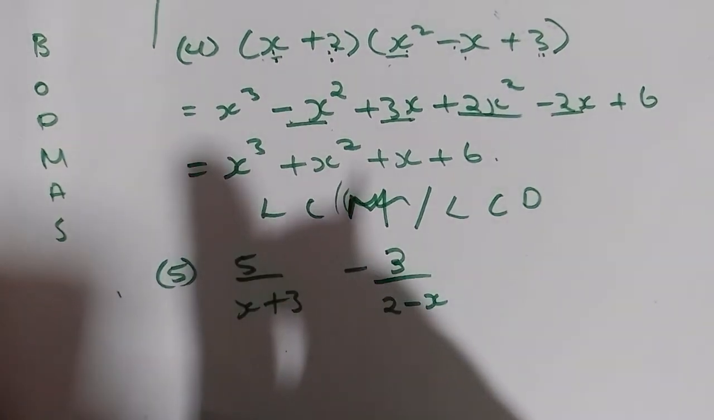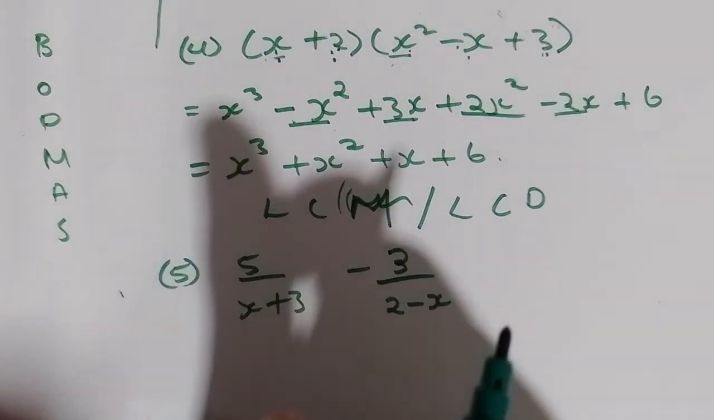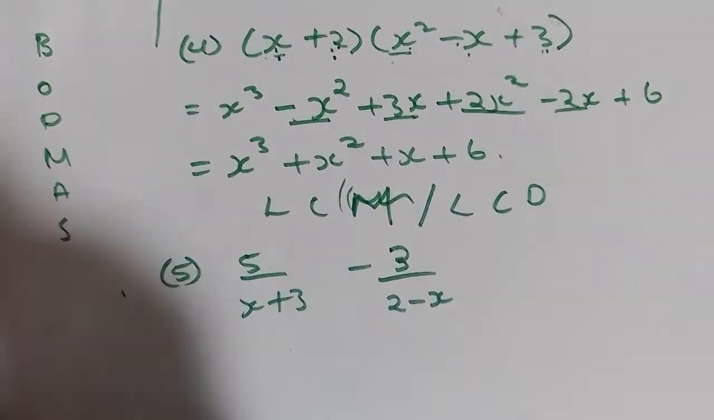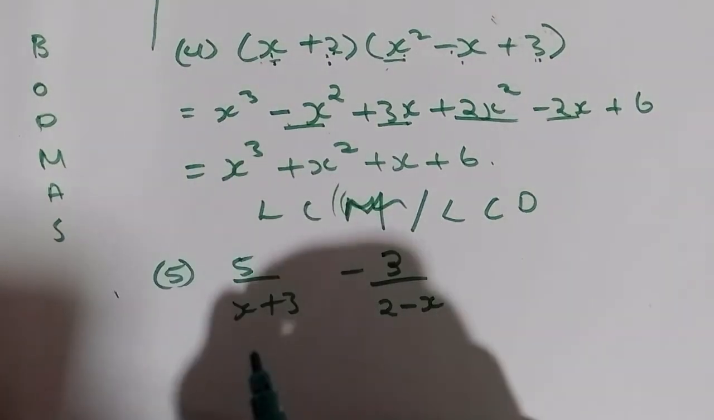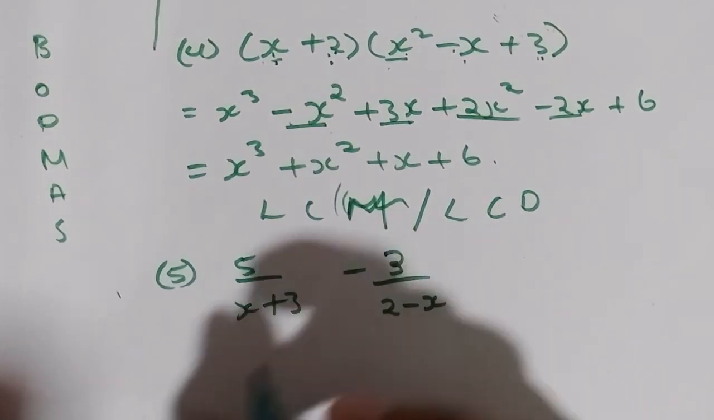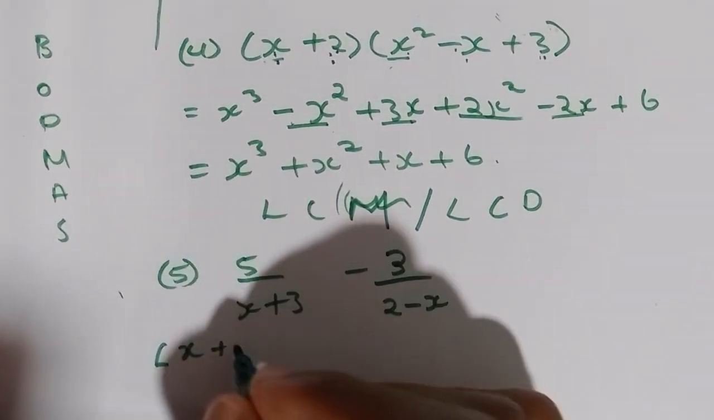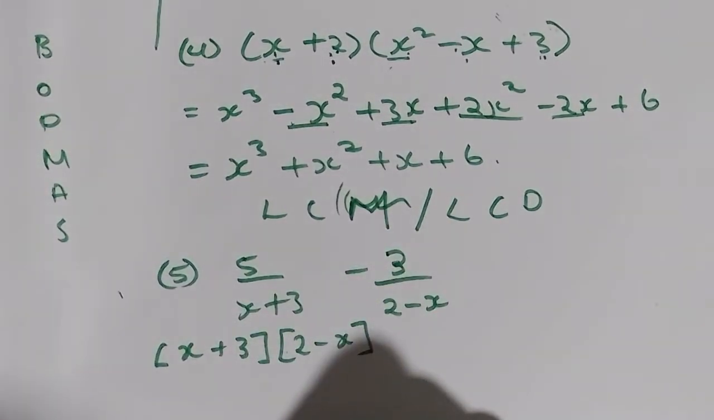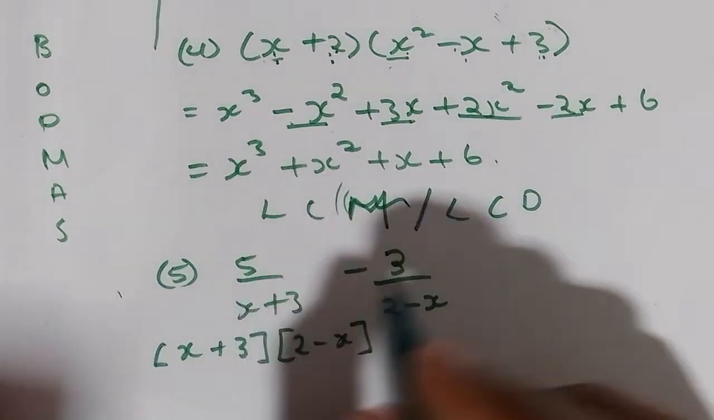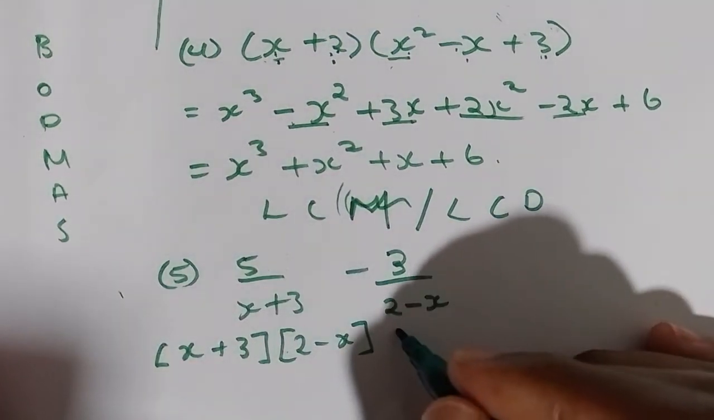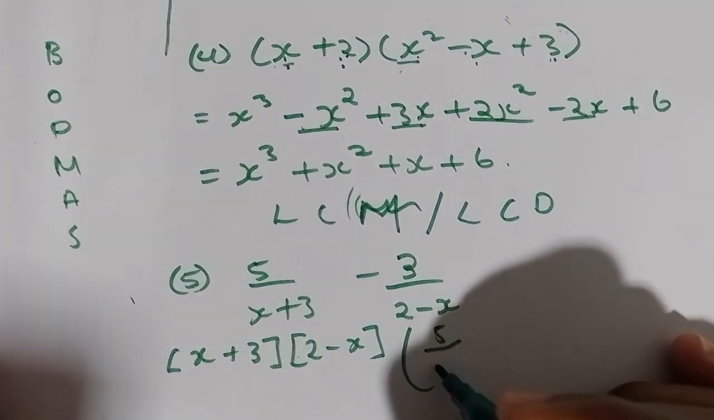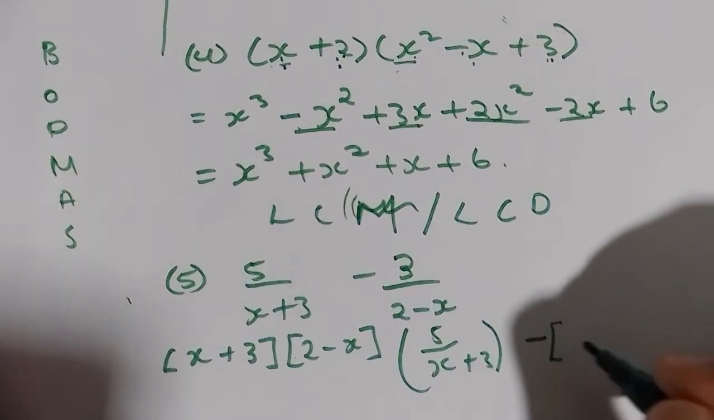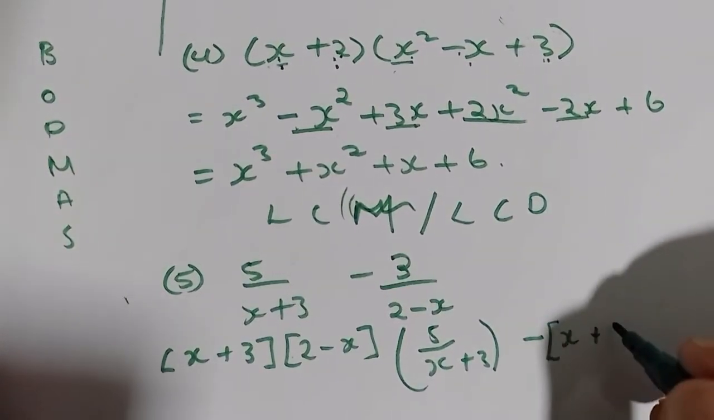But I would advise you to make sure you remove the fraction. Deal with the fraction. How to remove the fraction? I'm just going to say my lowest common multiple, I can write it as x plus 3 and 2 minus x. This is my lowest common multiple, and it will affect both my expressions. Here I'm going to have 5 over x plus 3 minus the same thing into x plus 3.